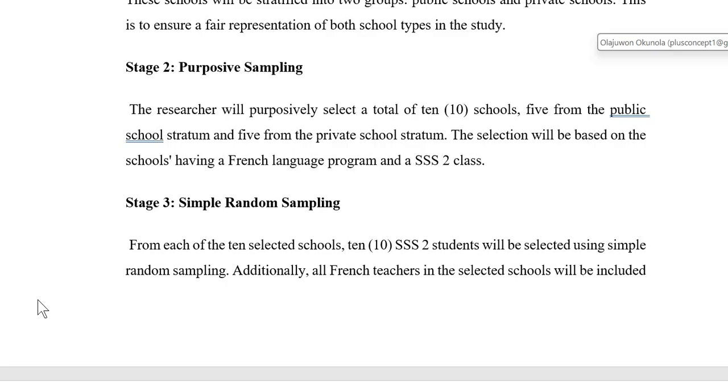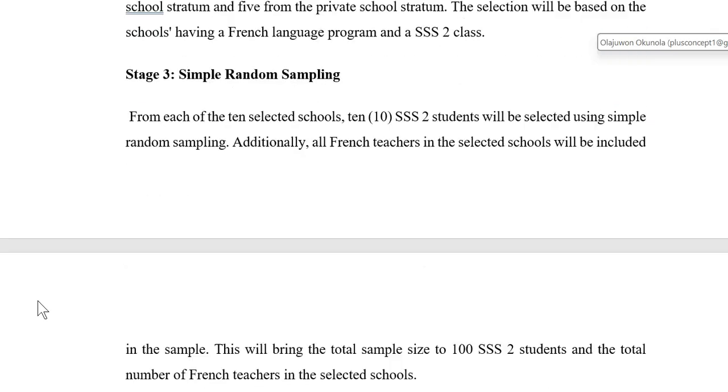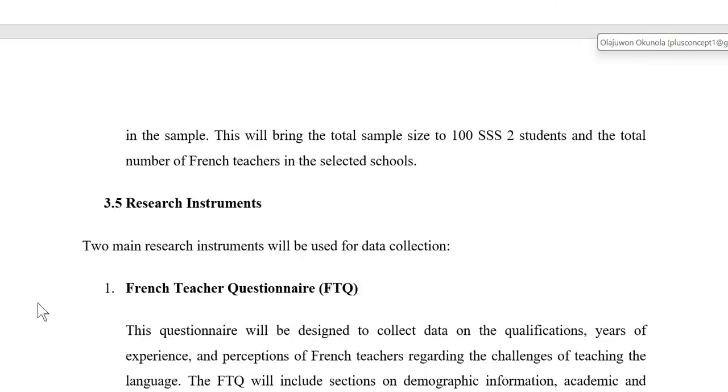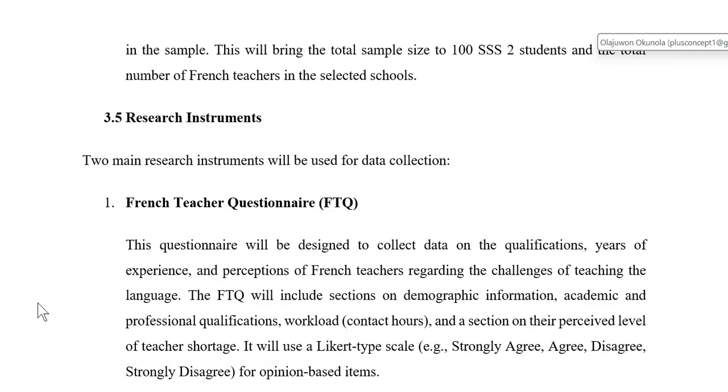So after selecting 10 schools, 5 public schools and 5 private schools, the researcher will now use simple random sampling to select the students to whom the research instrument will be administered. So let's move on. The next heading we have here is research instruments.